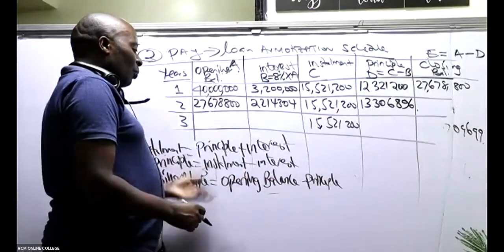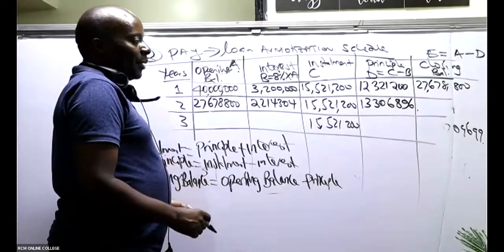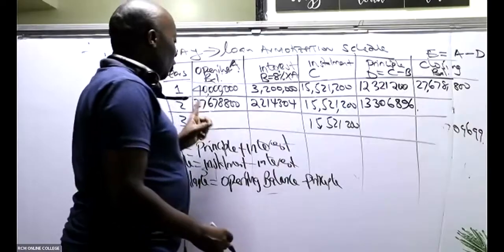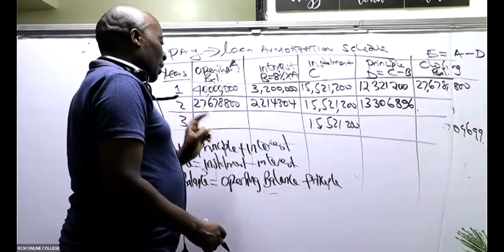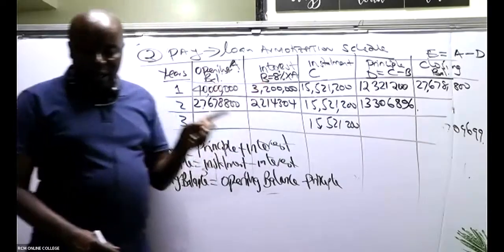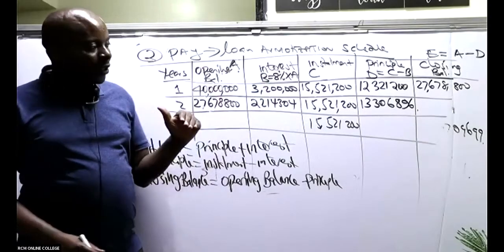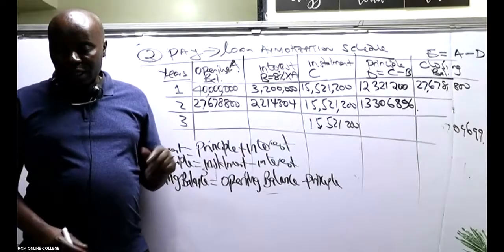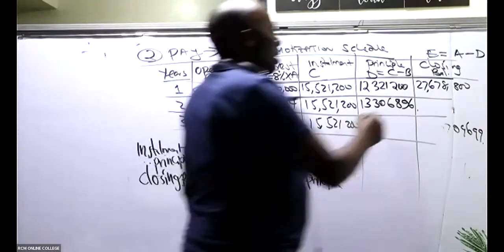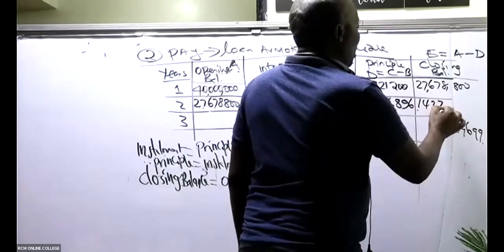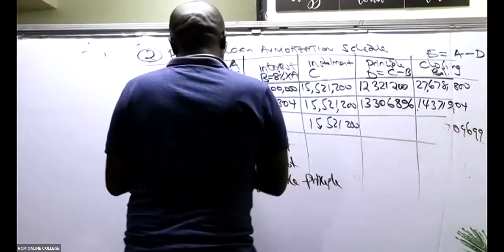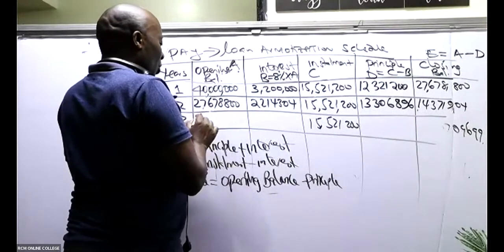Closing balance, you take the opening balance minus the principal. So the figure that you have there in your calculator, you simply say the opening balance minus that answer. You should be able to give us the closing balance for year 2, and we are almost finishing now, which according to Mumbi, it's 14,371,904. Hii ndio naanguka nayo hapa.